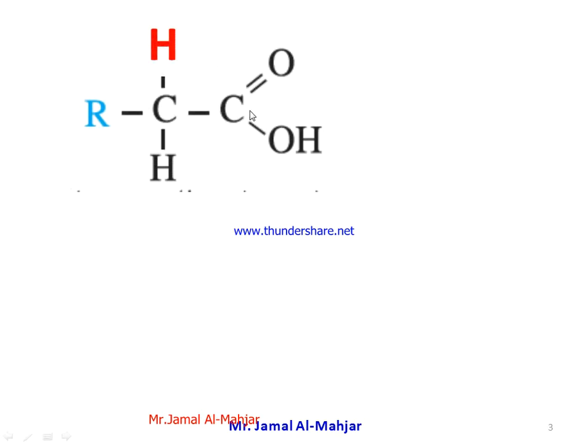This is the carboxylic acid. In the carboxylic acid, we have the functional group C double bond OOH, or you can write it COOH. It is the same. Now, this carbon, you call it the alpha carbon. The alpha carbon is the carbon attached to the carboxyl group. It's the alpha carbon because here we have C double bond OH next to what? Next to this one, or adjacent to this one. So this is the alpha carbon.